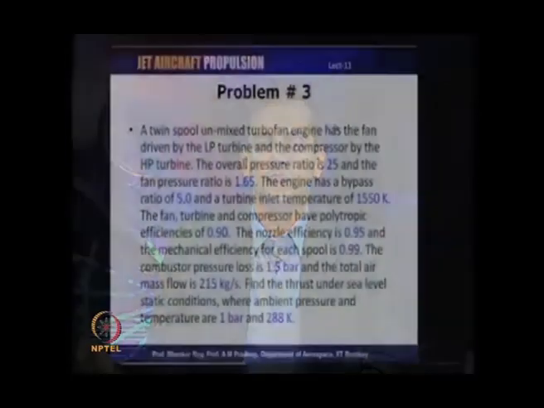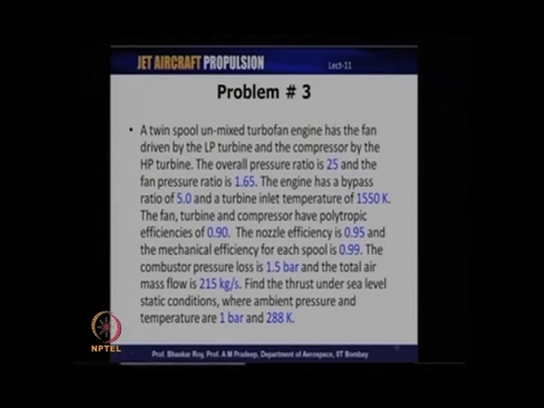We will now discuss a turbofan engine. We will solve one problem on a turbofan engine, followed by another problem on a turboprop engine. So, let us take a look at the third problem. Problem number 3 states that a twin spool unmixed turbofan engine has the fan driven by the LP turbine and the compressor driven by the HP turbine. The overall pressure ratio is 25 and the fan pressure ratio is given as 1.65.